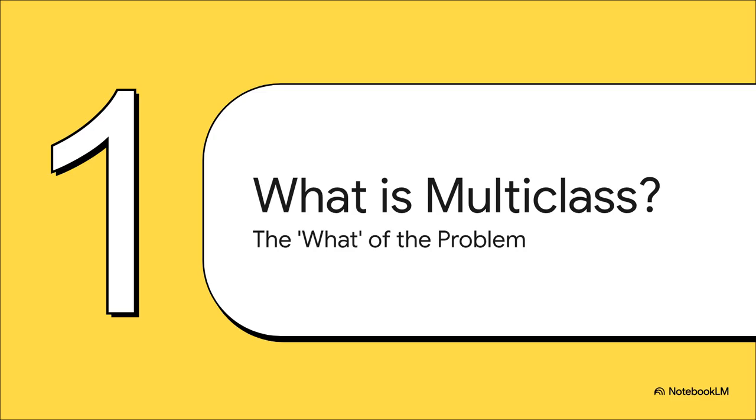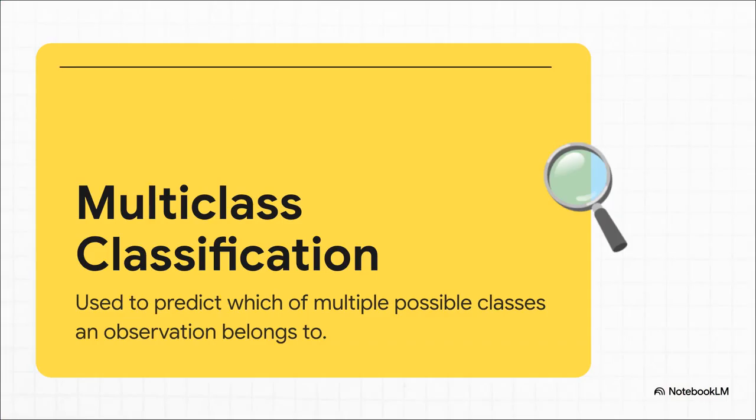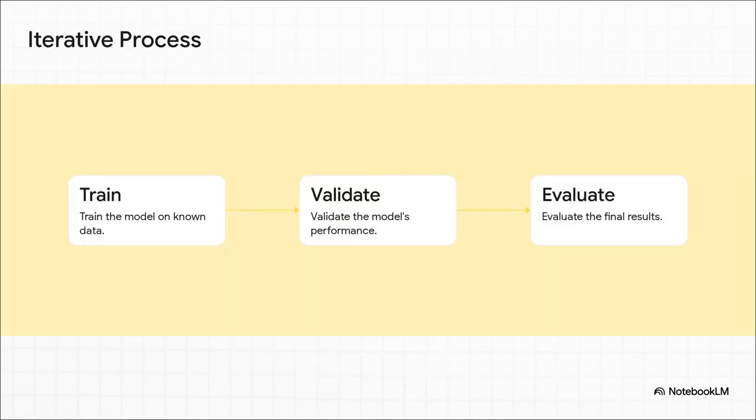What are we actually talking about when we use this term multiclass classification? Well, at its heart, it's basically a sorting problem. You might have heard of binary classification. That's kind of like a light switch. It's either on or off, yes or no. But multiclass, that's more like sorting mail into a bunch of different mail slots. The whole goal is to look at one piece of information and assign it to one of several distinct buckets or categories. And this isn't a one and done kind of thing, it's really a cycle.